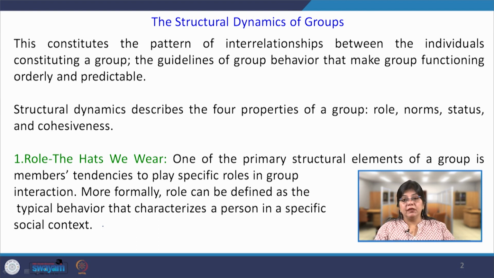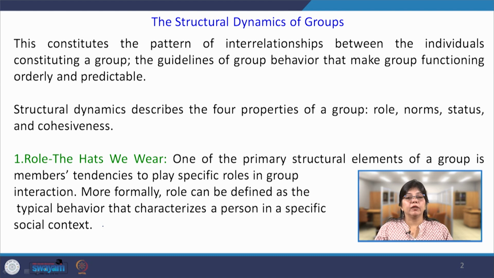So, when any one property is missing, it leads to the destruction of the group, or it makes the functioning of the group extremely ineffective, due to which the members have to face dire consequences. But if all the properties are in alignment, then definitely the group can become more effective in achieving the common goals and objectives. So, the first structural property of a group is the role, the hats we wear.